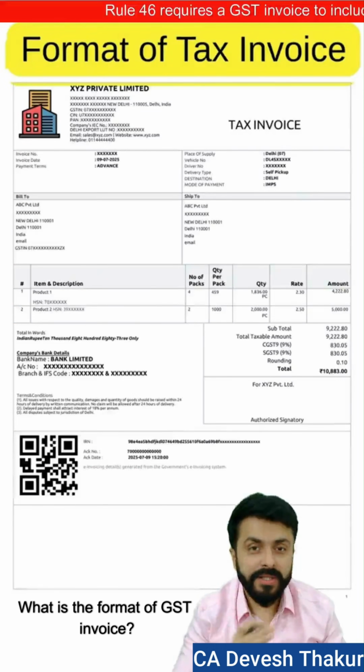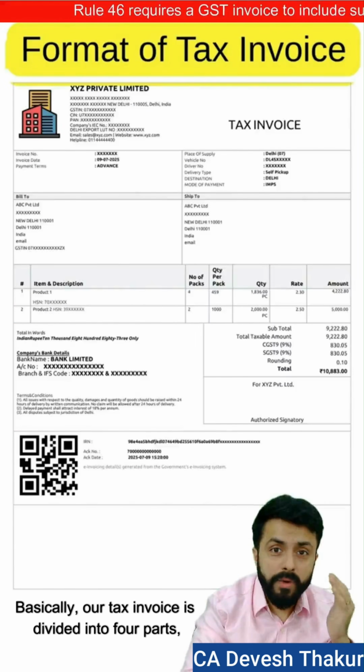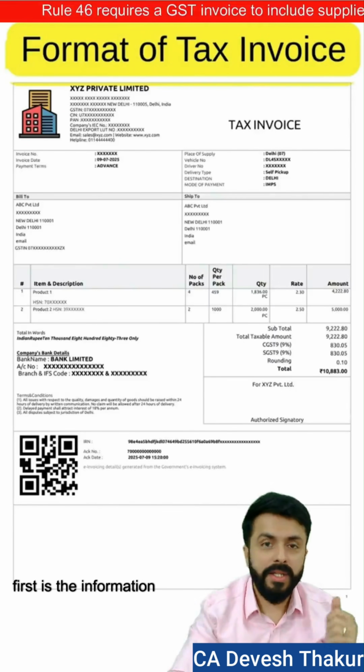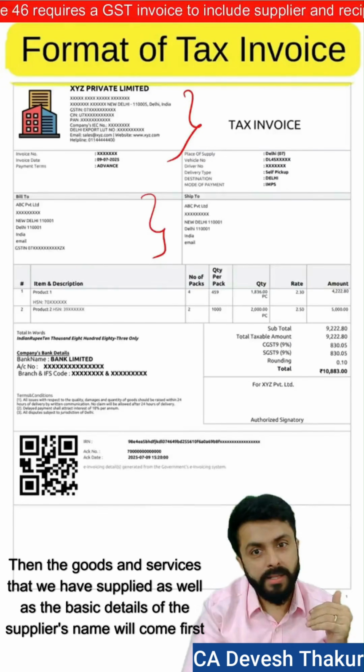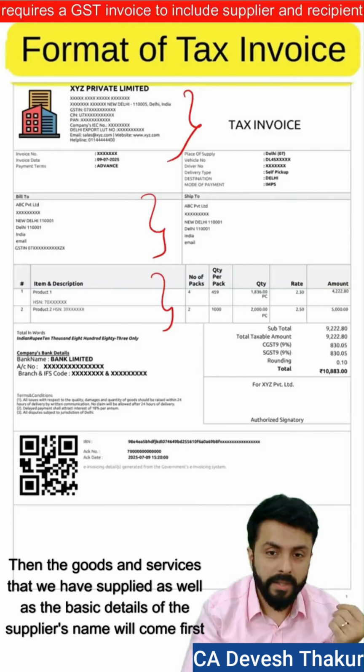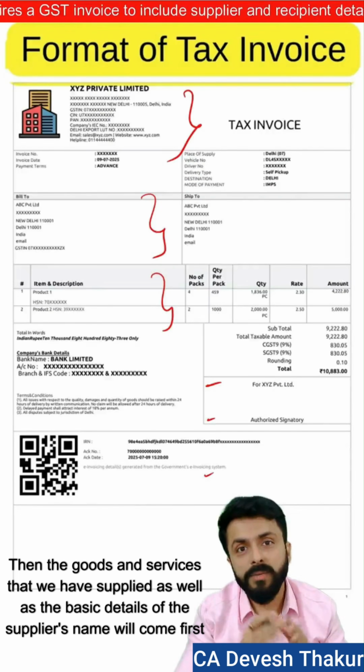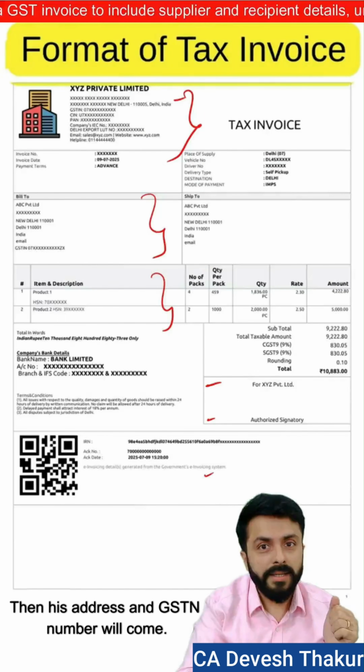What is the format of a GST invoice? Basically, our tax invoice is divided into 4 parts. First is the information of the supplier and then the information of our recipient. Then the goods and services that we have supplied. As for the basic details, the supplier's name will come first in the information. Then his address and GSTN number will come.